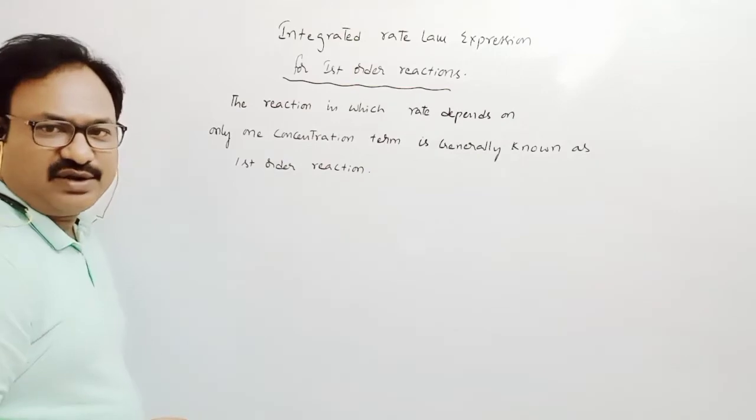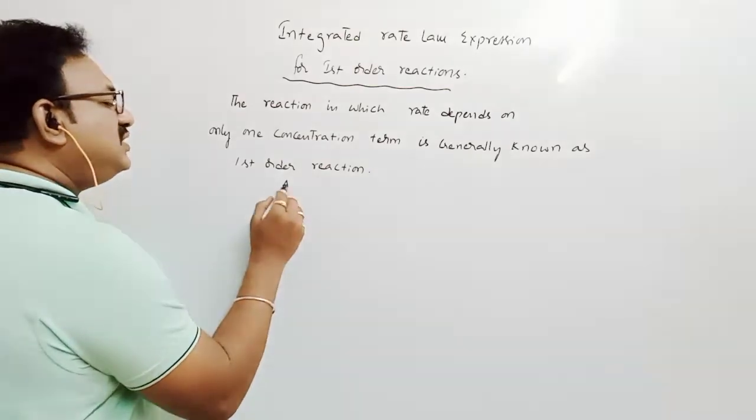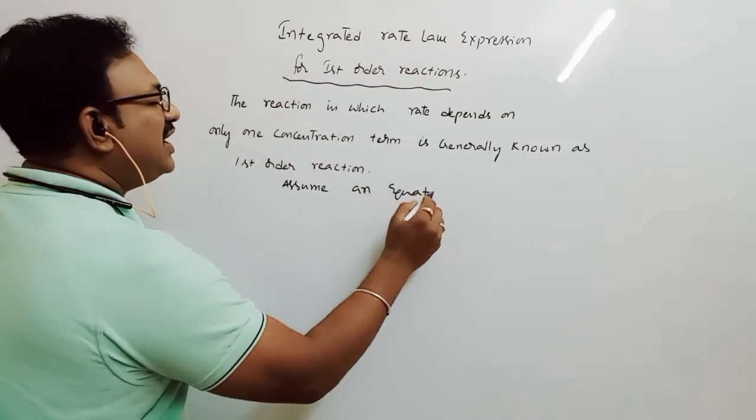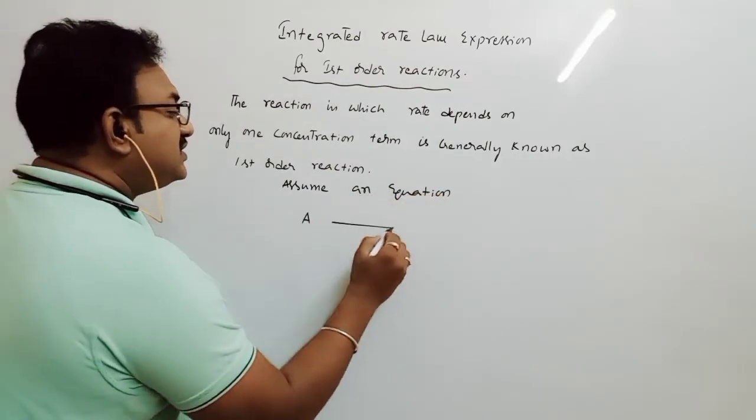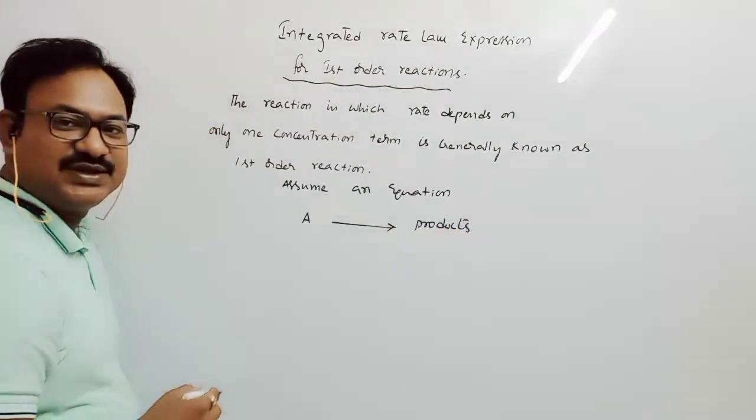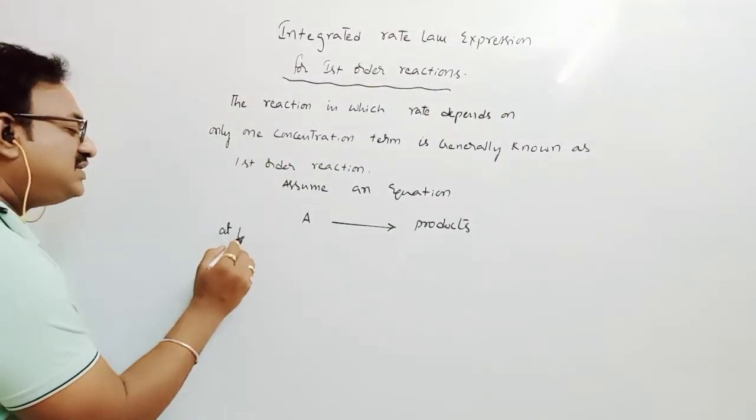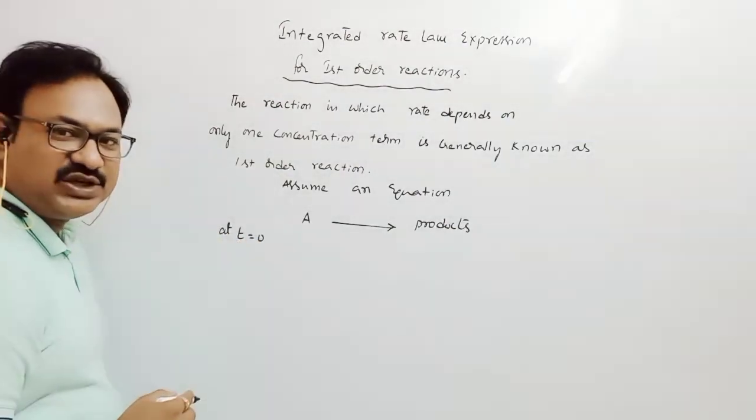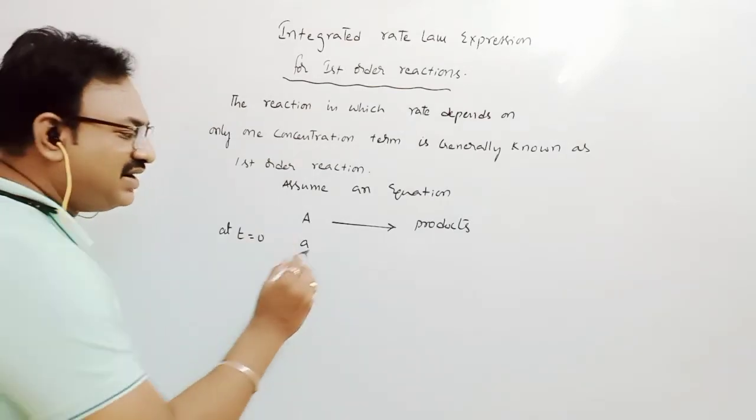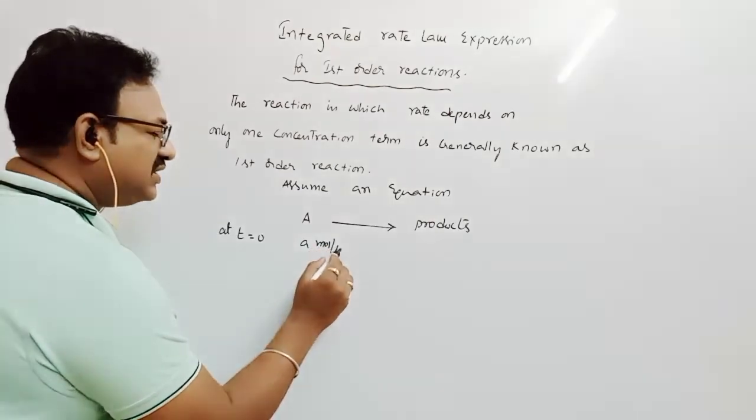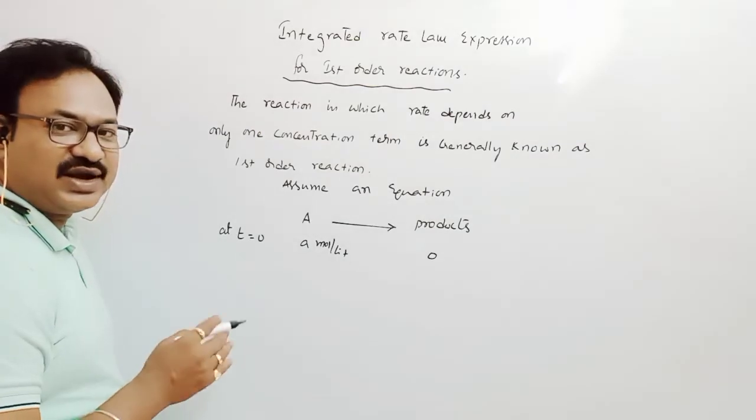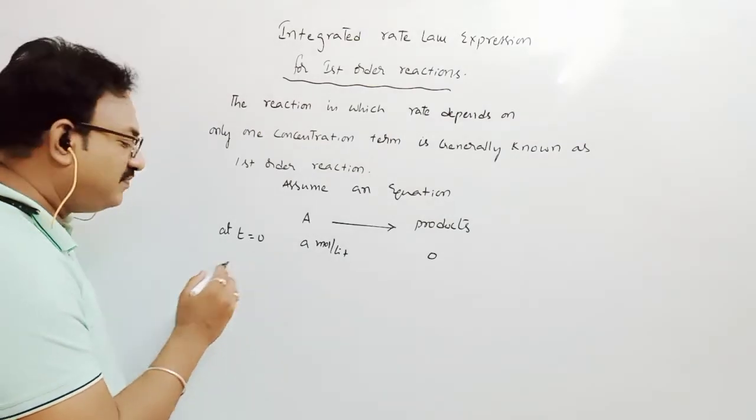Okay, let me go through the derivation part. Assume a chemical reaction like this: A gives rise to products. हमेशा ये लेते हैं हम लोग. Now at t equal to 0, that means at the initial state of the reaction, let small a moles per liter of reactant be taken, where product is 0. Initially there is no product, only reactant is present, that is a moles per liter.